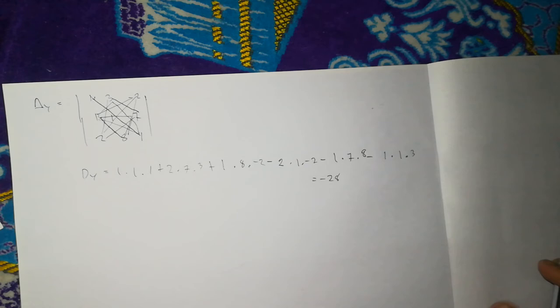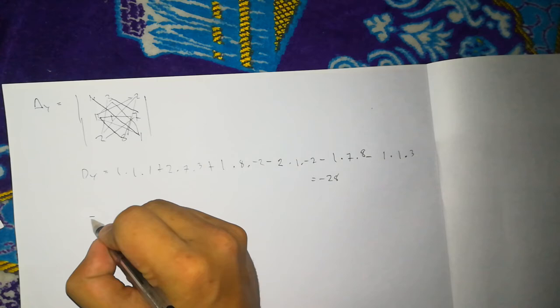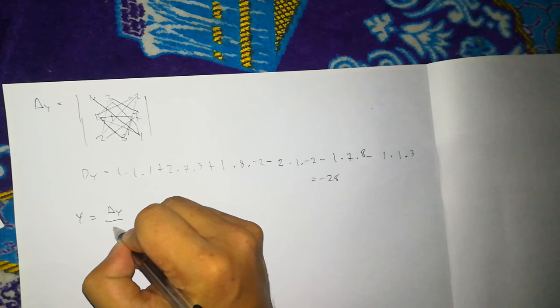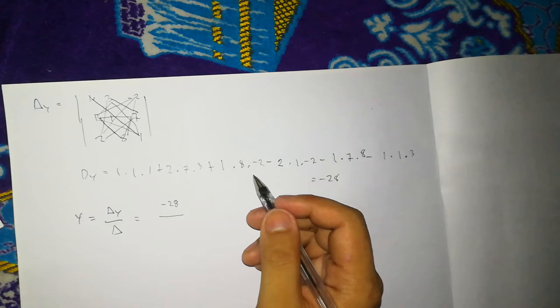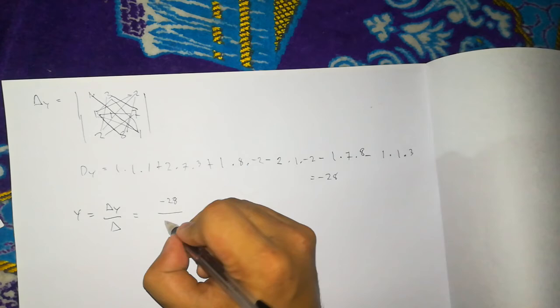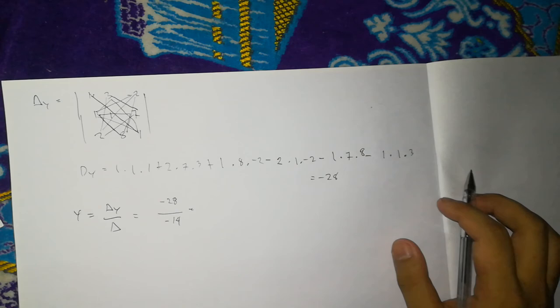So, substitute lang natin siya sa kaninang formula. Ang formula kanina is ganito. Divide lang natin sa determinant. Sa kukunin natin yung y, diba? So, ang y natin is negative 28 over the determinant, which is negative 14. Negative 14 din pala, sorry. Divide lang natin siya. Negative 28 divided by negative 14, ang sagot is positive 2.